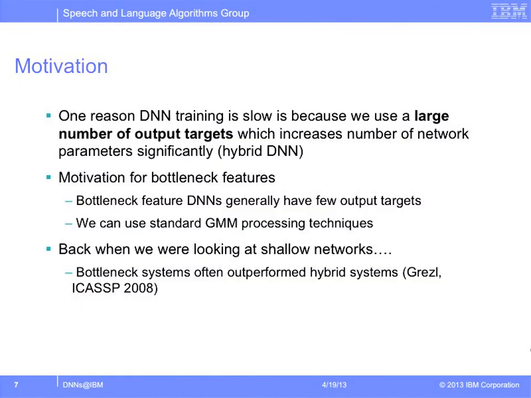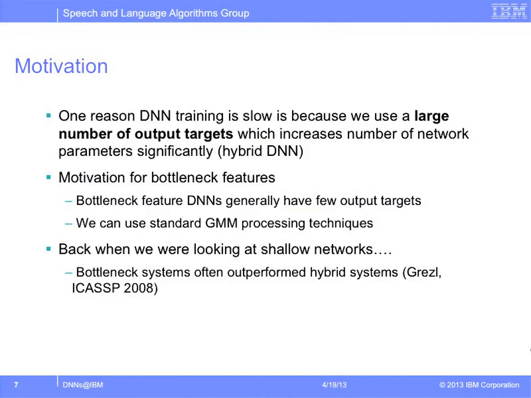Now, one of the problems with this is we know that we need a large number of output targets. Think of these as being the number of context-dependent states you have in your GMM system, on the order of 2,000 to 10,000. And what this does is it significantly increases the number of parameters you have in your network. Alternatively, if you train a bottleneck system or any sort of system to extract features from the neural network, they're generally trained with far fewer output targets. And then you can use your standard Gaussian processing techniques, speaker adaptation, discriminative training. So bottleneck systems is not a new thing.